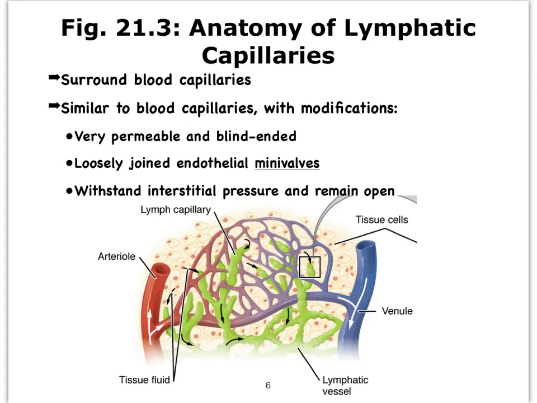Not only that, the lymphatic capillaries are even more permeable than the blood capillaries, and they have little mini valves, and we will see them better on the next slide. But even when the pressure in the interstitial fluid rises, those little mini valves ensure that the walls of our lymphatic capillaries remain very permeable.